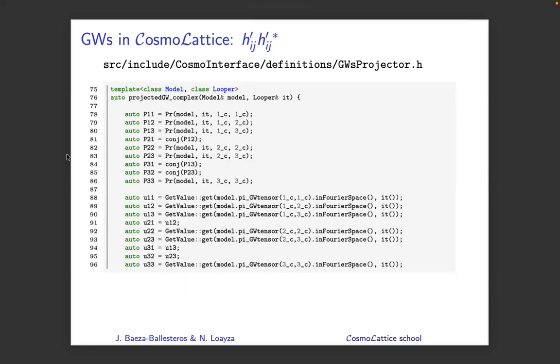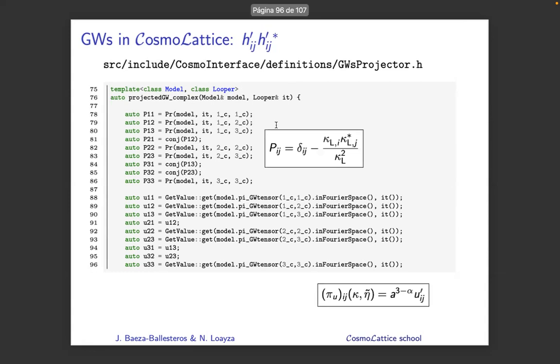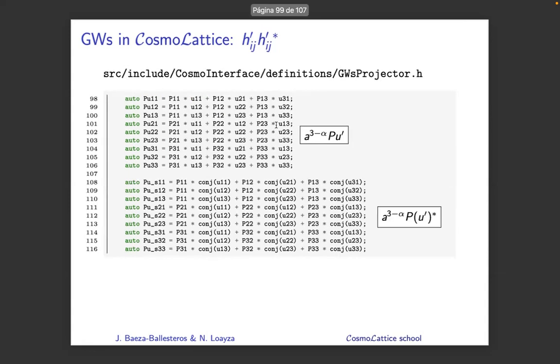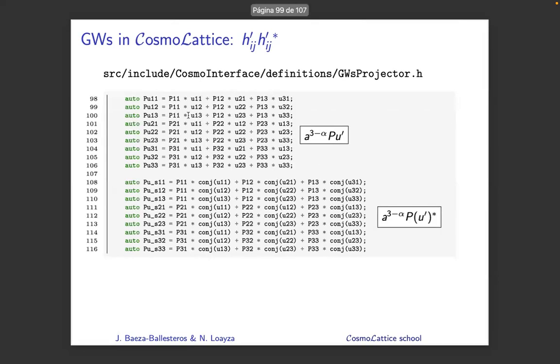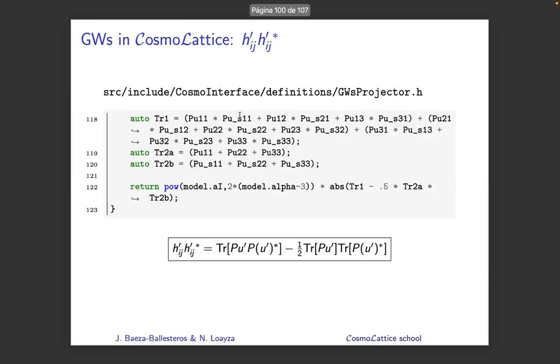And here is where we actually compute now the product of the time derivative. And as you remember, we want to compute this thing: the trace of the product of these matrices minus 1/2 the trace of this. And this is where it's done. We just compute the product term by term. Like, for example, the 1/1 is being computed here. And then we use it to construct our traces. And this is where everything is done.